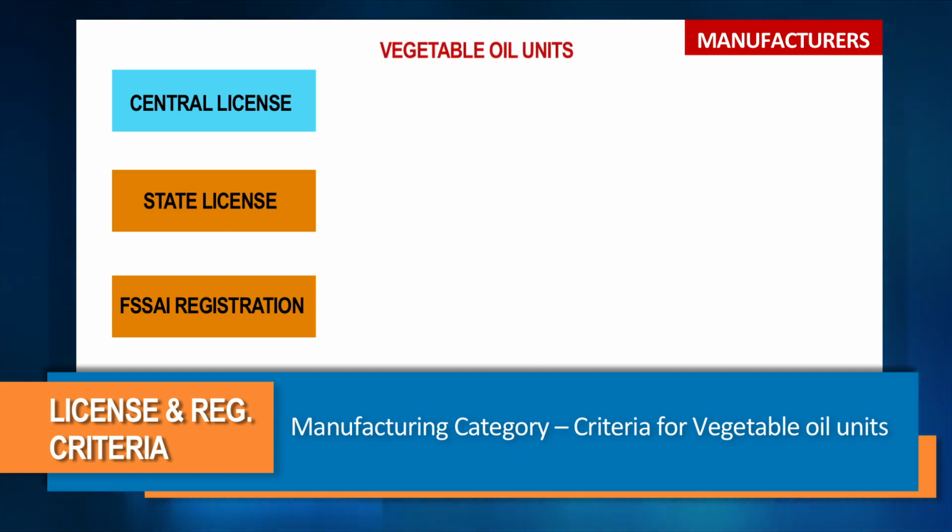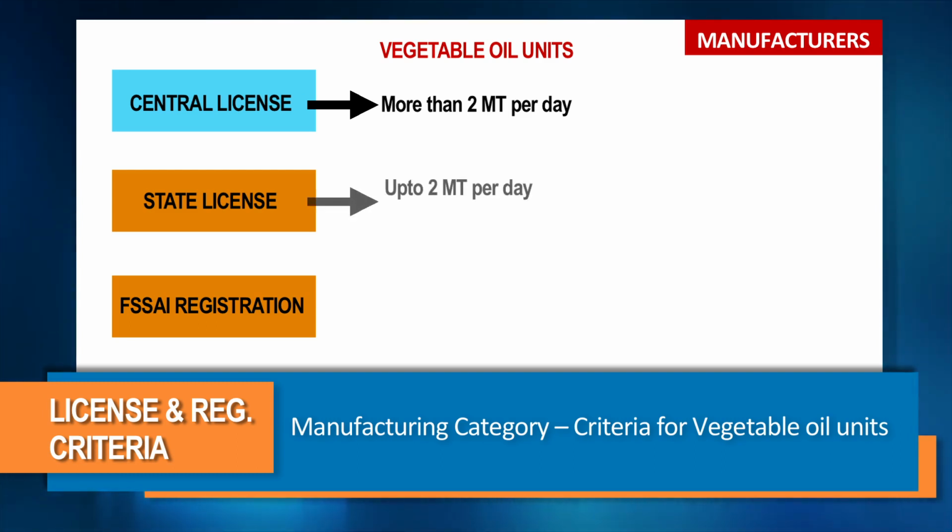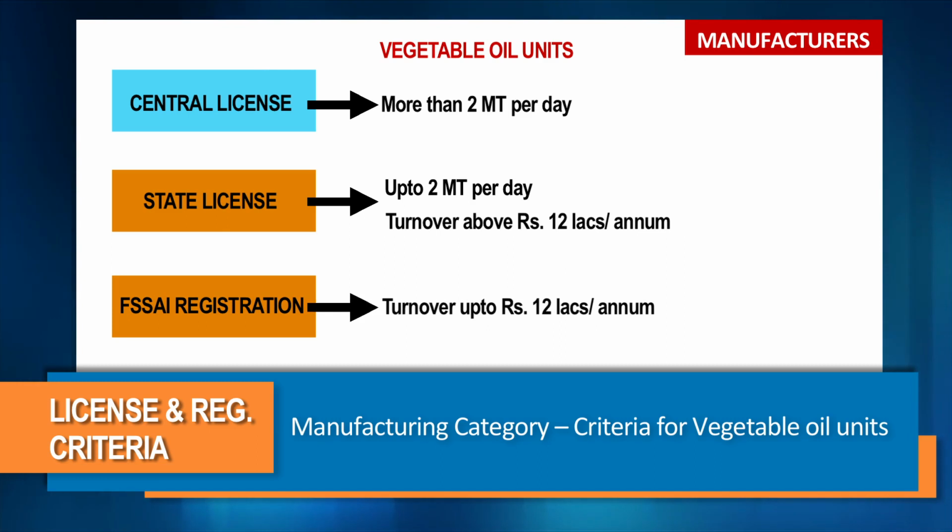The vegetable oil units with the capacity of handling more than 2 metric ton per day come under central license. Up to 2 metric ton per day and turnover above rupees 12 lakhs per annum comes under state license, and with a turnover up to rupees 12 lakh per annum falls under registration category.